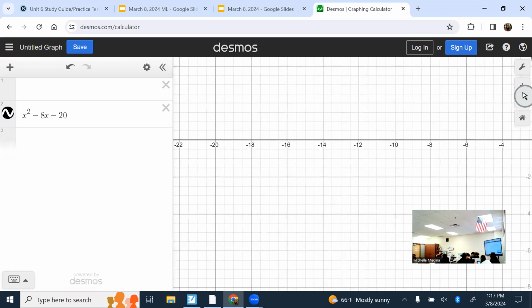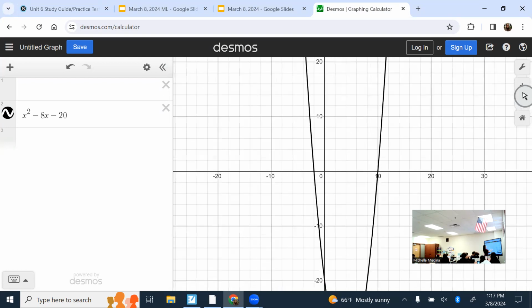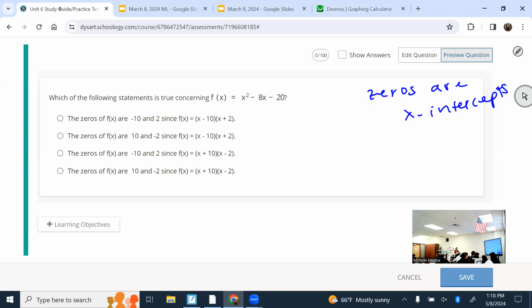I have an x-intercept of -2 and +10. So I know that my zeros are -2 and +10. That should narrow me down between two answers. Okay, both of these say that the zeros are 10 and -2. But only one of them is right.